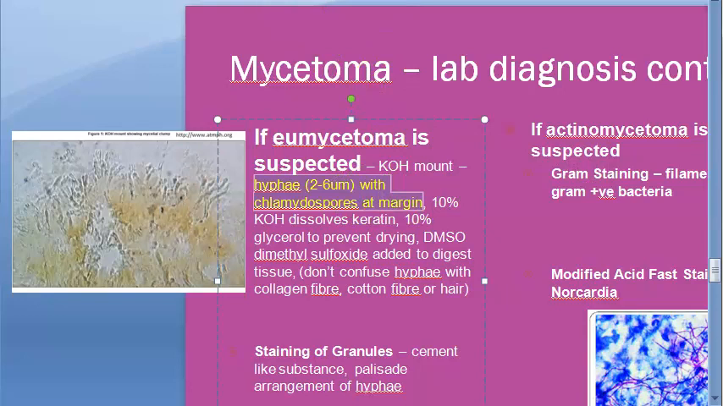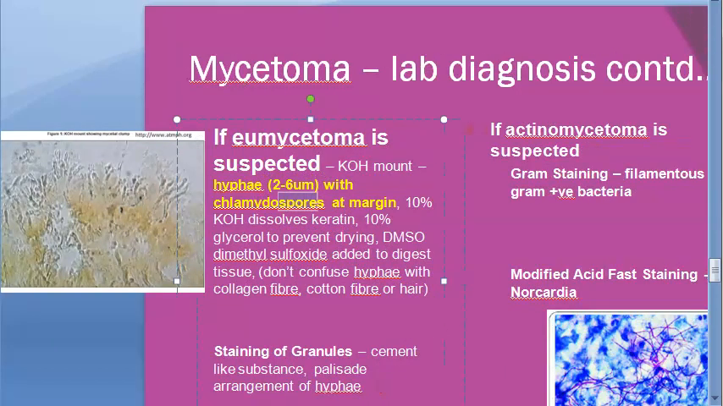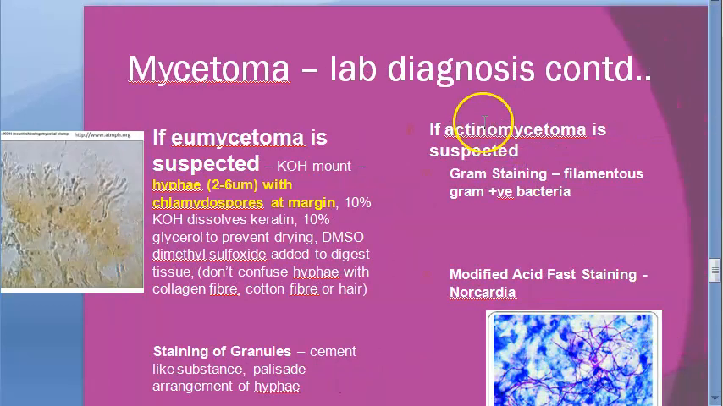So if it is having hyphae, it should be a mold type of fungi, right? With it, it will have chlamydospores at margin. Spores in fungus are reproductive structures. Okay. Then you can also stain these granules. You will see cement-like substance, palisade arrangement of hyphae. Now, if it is Actinomycetoma, you will do gram staining. You should see gram-positive filamentous bacteria. For Nocardia, you can do modified acid-fast staining because Nocardia is partially acid-fast.